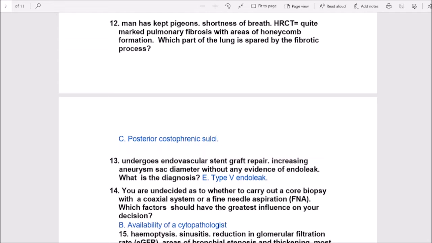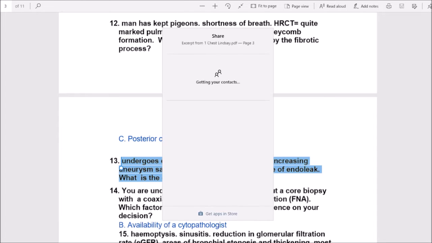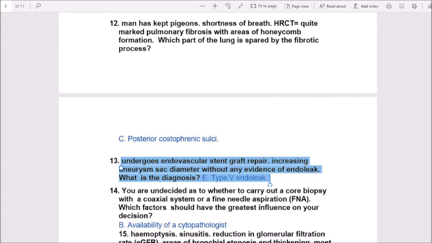Question number 13. Patient undergoes endovascular stent graft repair. Increasing aneurysm sac diameter without any evidence of endoleak is diagnosed as type 5 endoleak. Type 5 endoleak is due to endotension. So increasing aneurysm sac diameter without any evidence of endoleak is diagnosed as type 5 endoleak.